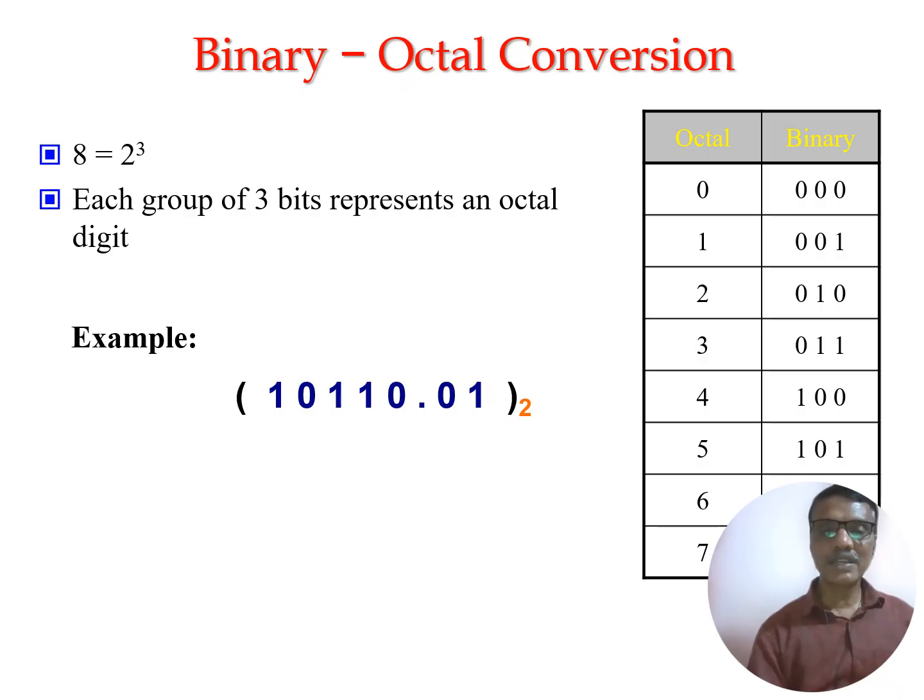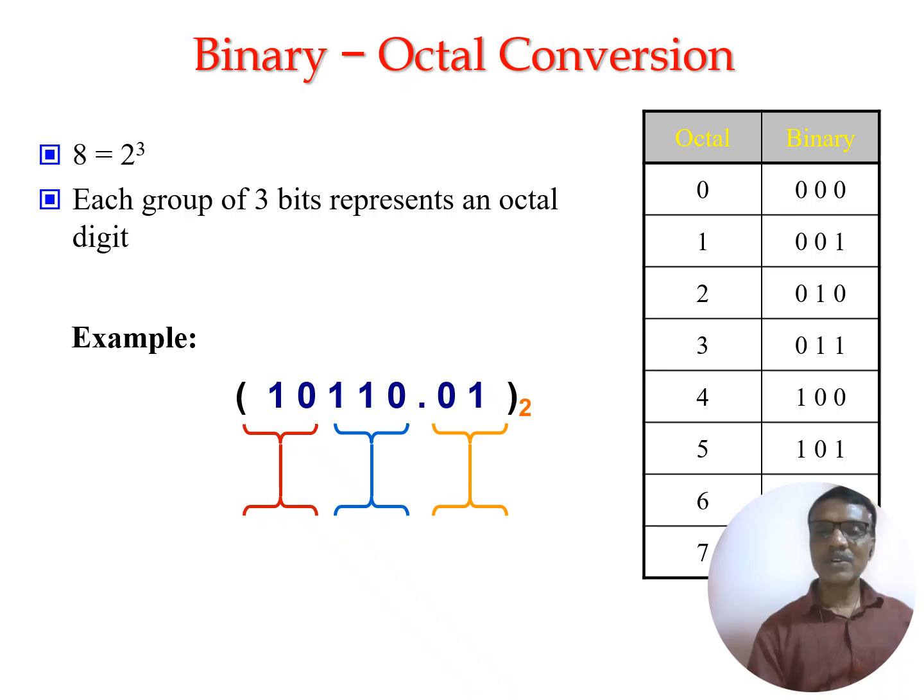And then similarly after the decimal point, we need to group as 3 bits. So 3 binary bits. So 0, 1, here there are 2 bits. So another one bit will be considered as a 0. So this will be 3 bits like this. 3 bits and then next 3 and then next 3.